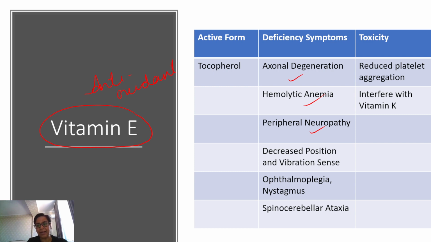And again, hypervitaminosis, if we see, it leads to reduced platelet aggregation, and it sometimes interferes with the functions of vitamin K also. And the active form of vitamin E is tocopherol.